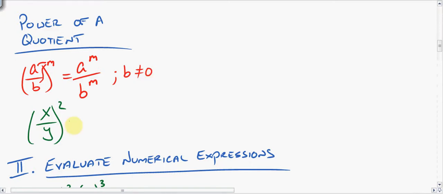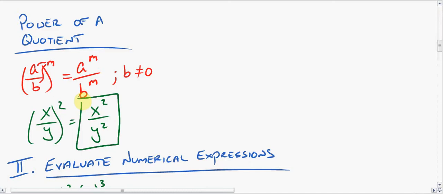So our last example here is x over y all squared. So that becomes x squared over y squared. And there's your answer. Okay, so these are the 7 rules that we're going to use as we run through a couple problems here.